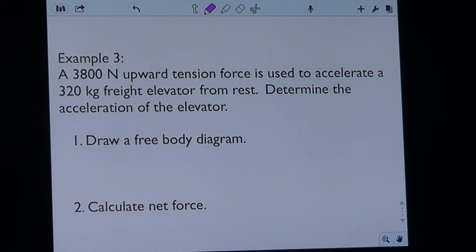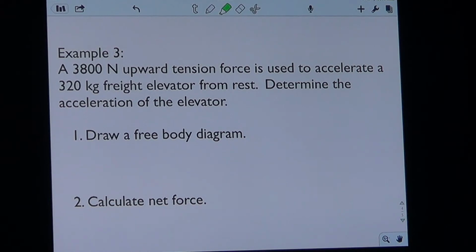Alright, and again, if you just want to write down the important parts here. Last example: a 3,800 Newton upward tension force is used to accelerate a 320 kilogram freight elevator from rest. Determine the acceleration of the elevator.